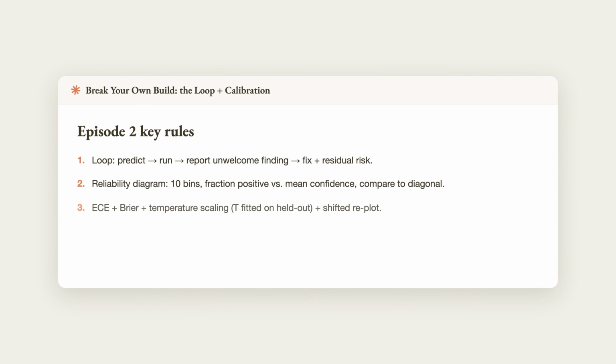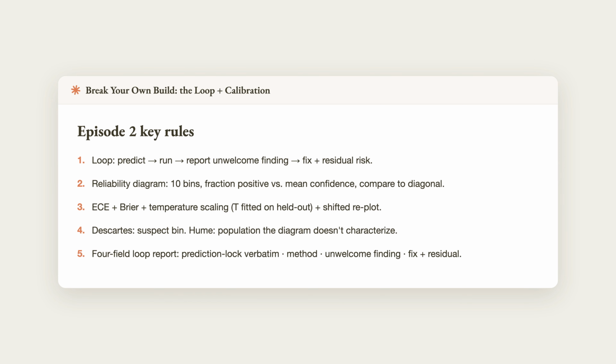Verdict for break your own build, the loop in calibration. The loop: predict before running, run the instrument, report the unwelcome finding, name the fix and the residual risk. The calibration instrument: reliability diagram on your own predictions, binned, plotted, compared to the diagonal. ECE and Brier computed, temperature scaling applied with a held-out T, then replotted. Descartes and Hume are the two questions that drive the shifted distribution replot. Descartes names the suspect bin, Hume names the population the diagram is not characterizing. The shifted replot is the finding, not the ensemble result. Loop report has 4 fields: dated prediction lock, verbatim, method, result including the unwelcome finding, fix, and residual risk. No mistakes found is graded as not looking.